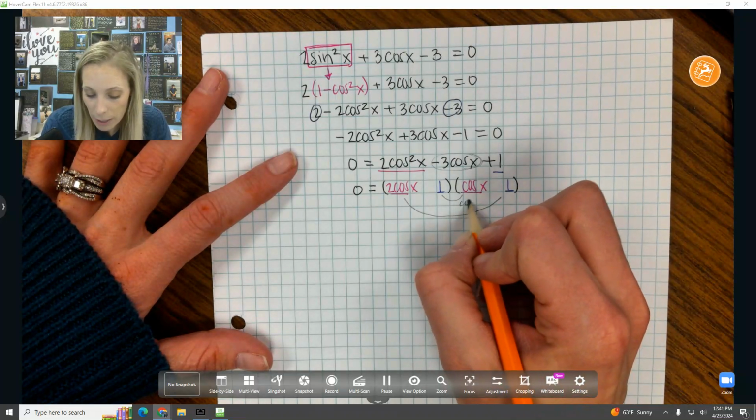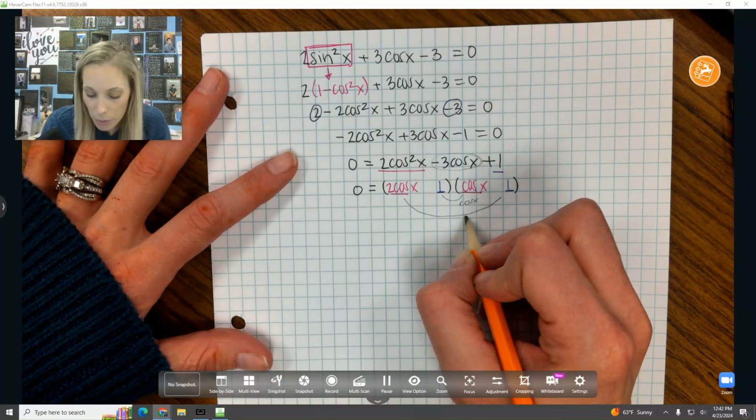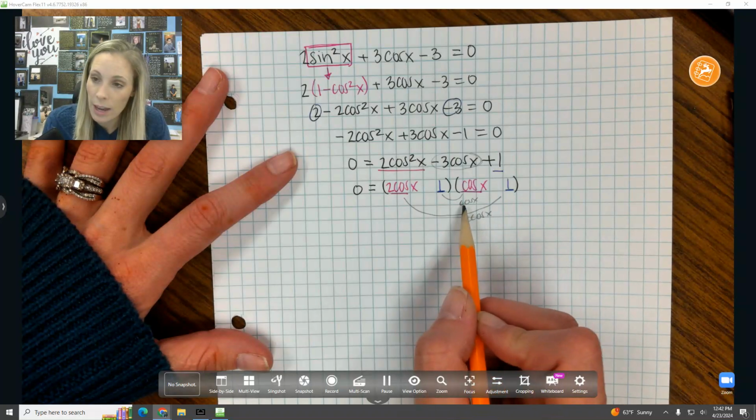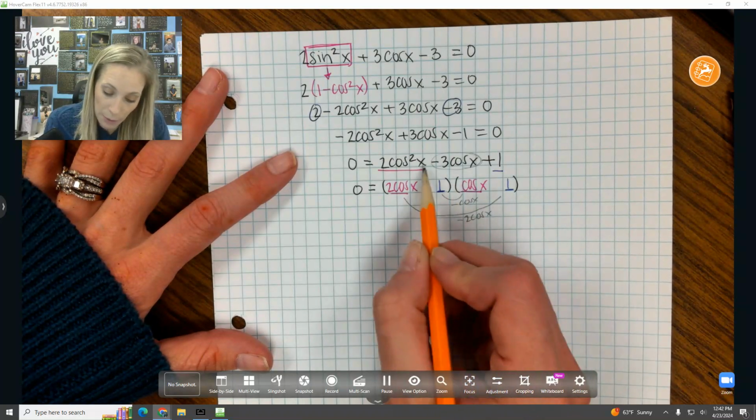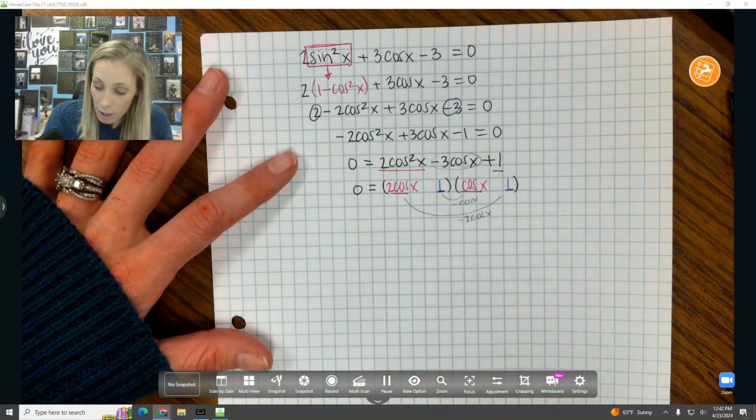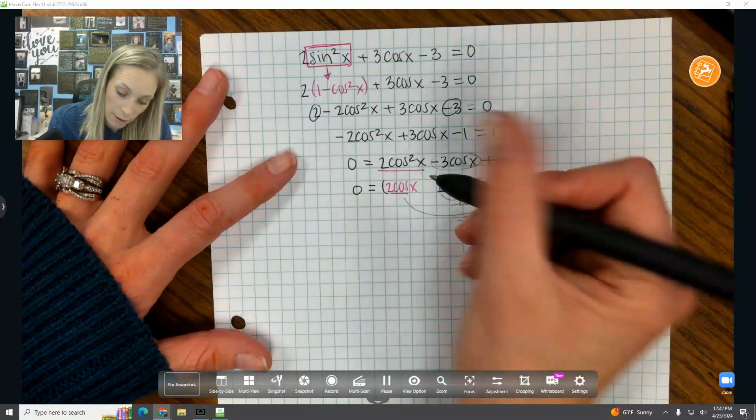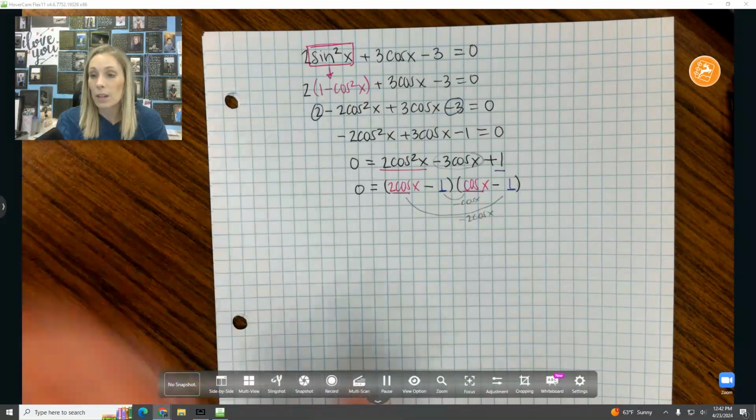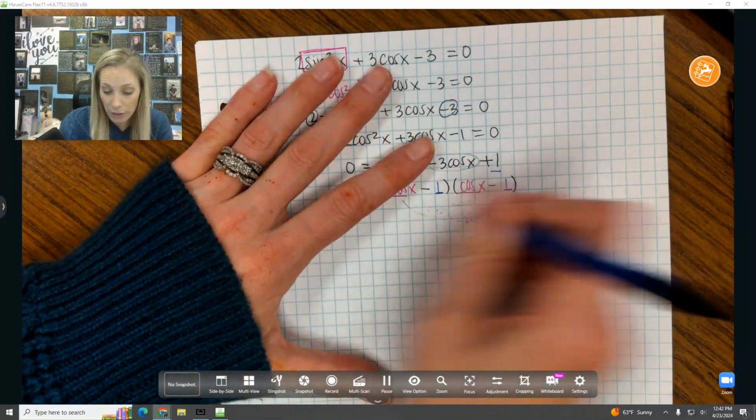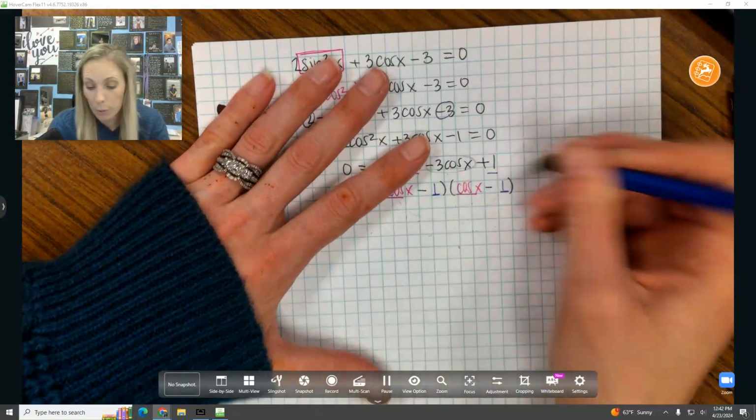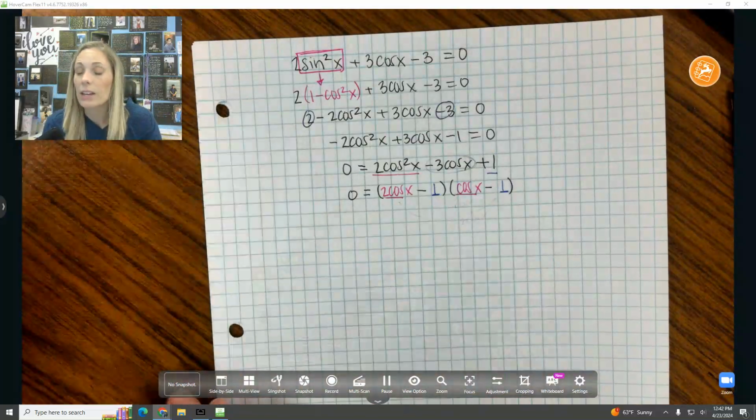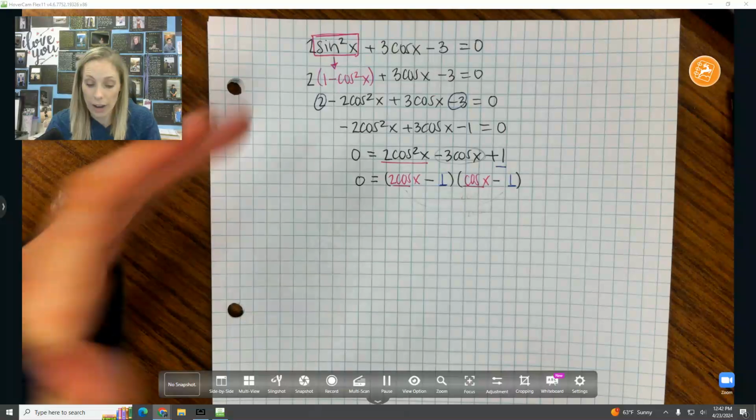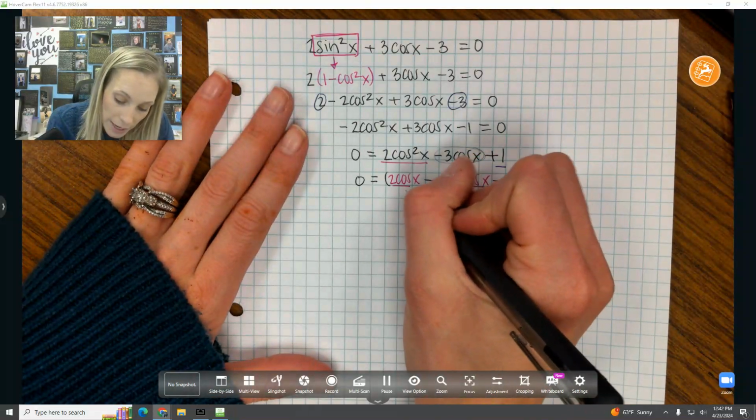Right now 1 times cosine is cosine, and 2 cosine times 1 is 2 cosine. We want them both to be negative because that would add to negative 3. So our signs here are going to be negative and negative. So we've done the factoring component of it. Now the whole purpose of factoring is so that we can set our factors equal to 0 and get our actual answers. So you're going to take it one factor at a time.